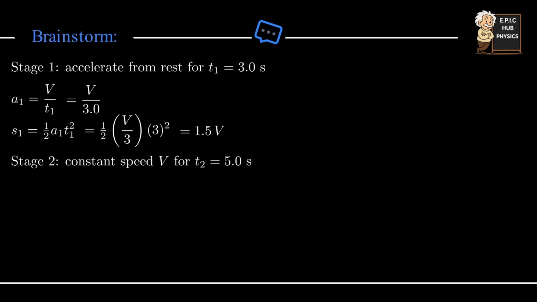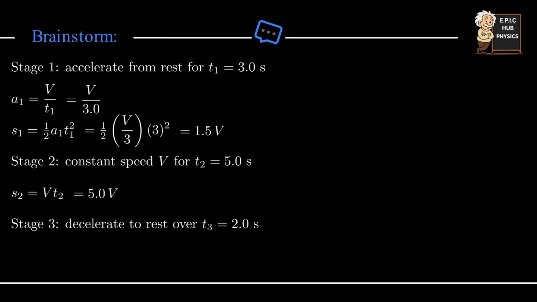Next, consider stage 2, where the object moves at constant speed v for 5.0 seconds. The distance traveled in this stage is velocity multiplied by time. So distance in stage 2 equals 5.0 v.